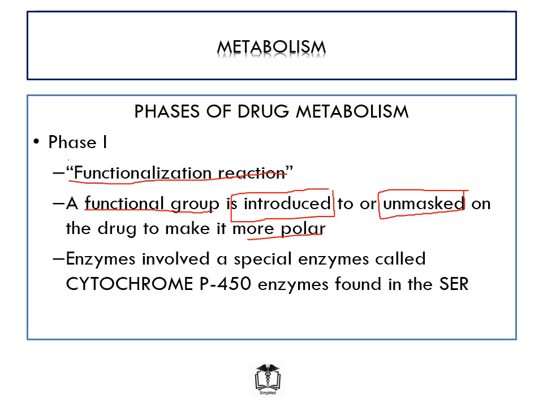The enzymes responsible for the phase one reaction that we see in drug metabolism are typically called cytochrome P450 enzymes. They are enzymes that are typically found within the smooth endoplasmic reticulum. And these enzymes are numerous within the liver, hence the reason why the liver is one of the primary sites of metabolism.